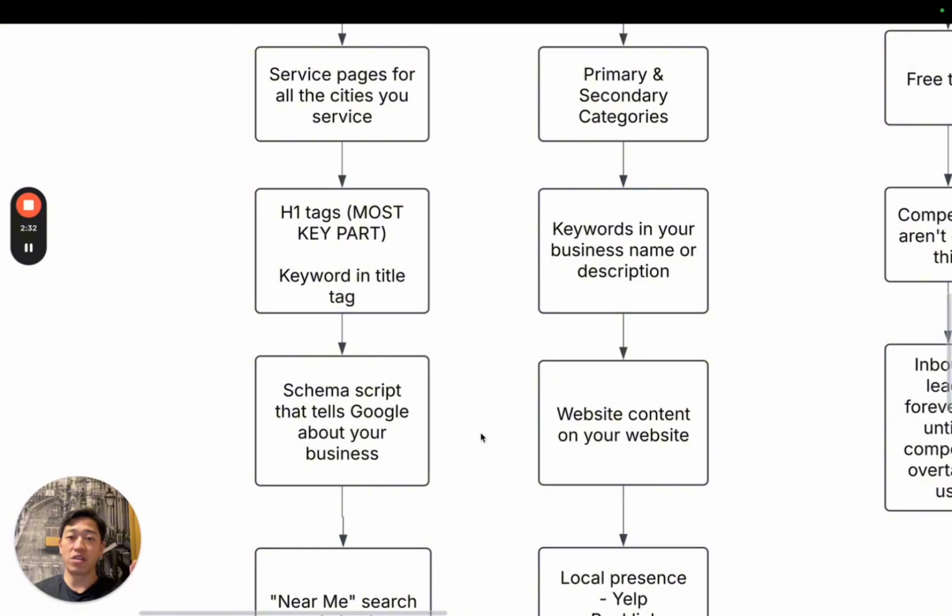So without the schema script that you provide to Google, Google won't know what your service is, and you won't rank for the near me searches. So whenever a homeowner searches X installation near me, you'll be ranking for those if you have the schema script. And all this is pretty complex, but it should make a drastic change in your SEO and ranking on Google.